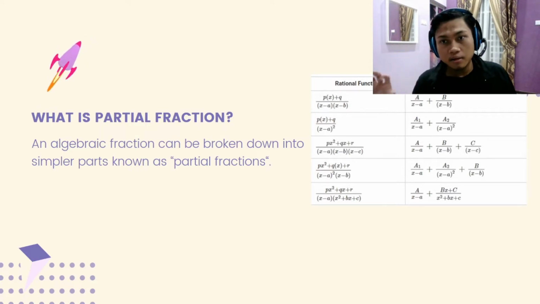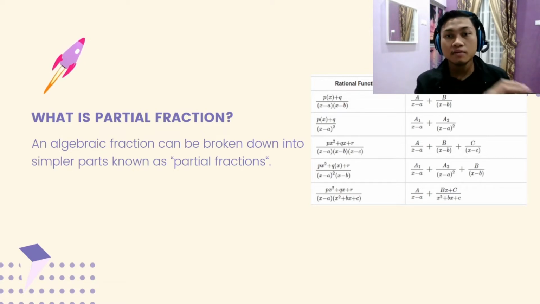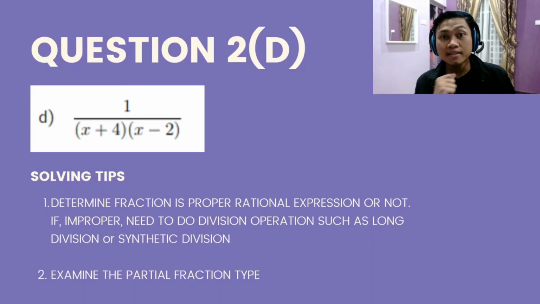On the right side, as you can see, that is the partial fraction transformation. So that is the form after the rational function has become the partial fraction form. Every rational function has its own partial fraction form. Okay, let's get to the question. So this is question number 2D, 1 over (x + 4) times (x - 2).